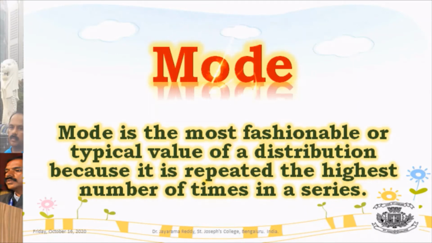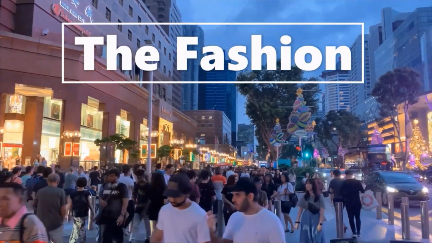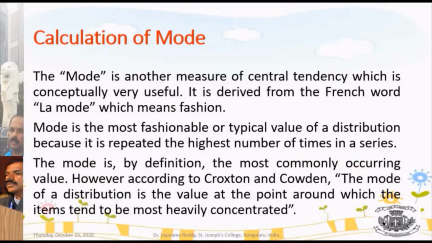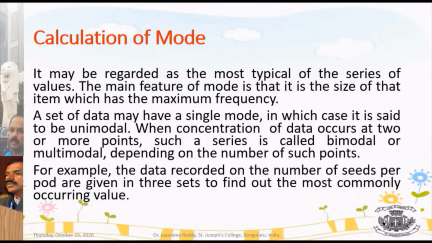Let us look into mode. Mode is derived from a Latin word, la mode. La mode means fashion. Mode is another measure, the most fashionable typical value of a distribution, because it is repeated the highest number of times in a series. The mode is the most commonly occurring value. Mode of a distribution is the value at the point where the distribution is maximum.